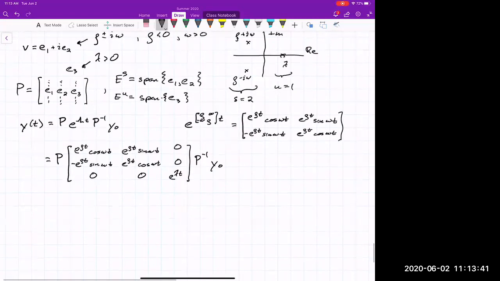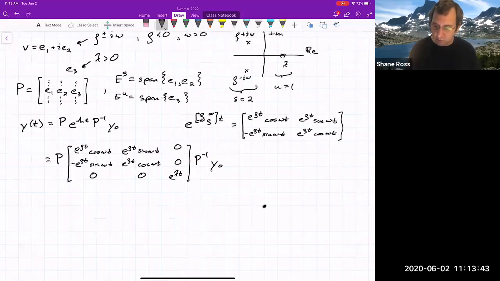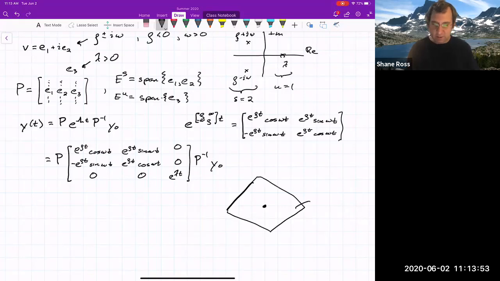And that reminds me, maybe I could sketch. Here's our origin, and I'll just sketch what the dynamics looks like here. Wow, it's kind of weird looking. All right, so here's the 2D subspace of ES, and then I'll do the other one in another color. These directions don't have to be normal to each other or anything. So here is EU. It's just the one-dimensional unstable direction.